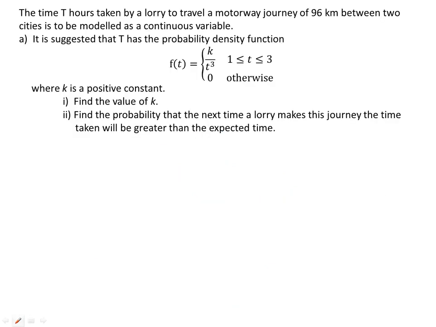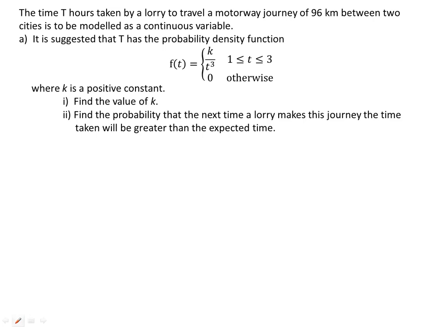The time t hours taken by a lorry to travel a motorway journey of 96 kilometers between two cities is to be modelled as a continuous random variable. It's suggested that the random variable has probability density function f of t, as described in the question, where k is a positive constant. First of all, we've got to find the value of k.